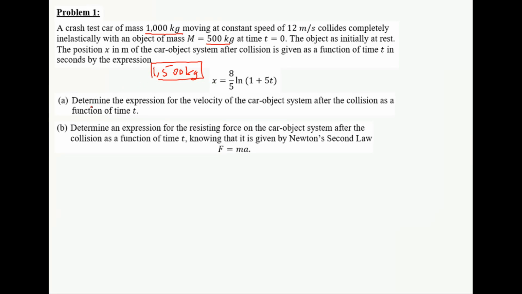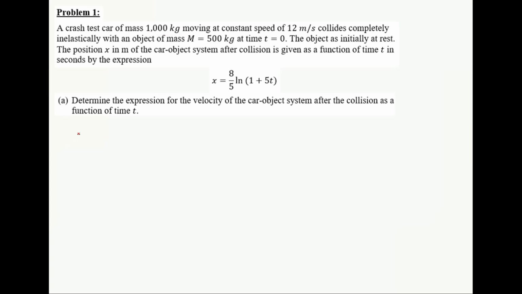In part A, we need to determine the expression of the velocity of the car-object system after the collision as a function of time. And this is straightforward. Why? Because we have the position and the velocity is related to the position, independent of the type of motion, via calculus. So let's proceed with part A.